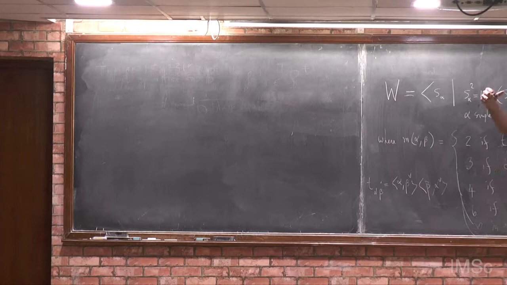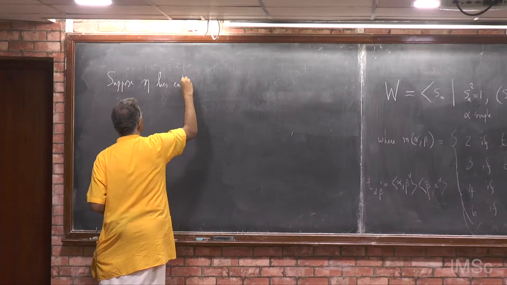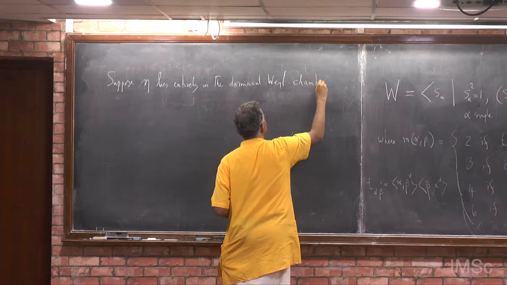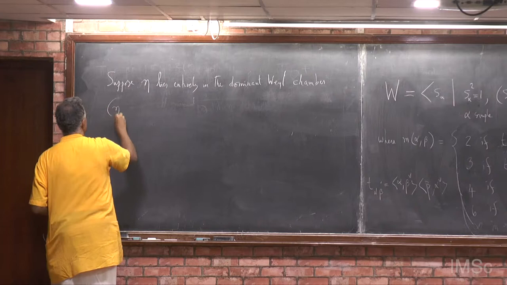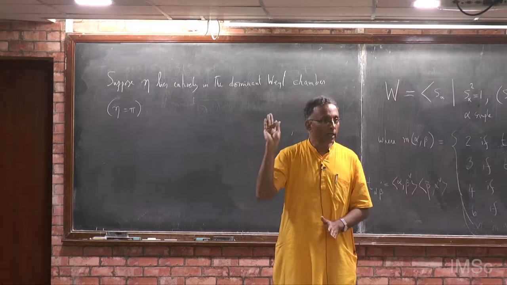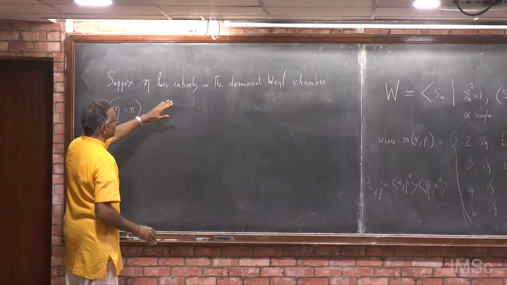So suppose eta lies entirely in the dominant Weyl chamber, then, of course, eta is actually equal to pi. That's the only possibility. Eta is equal to pi, because I know that all the E alphas will kill it, and the only thing that is killed by all the E alphas is pi.